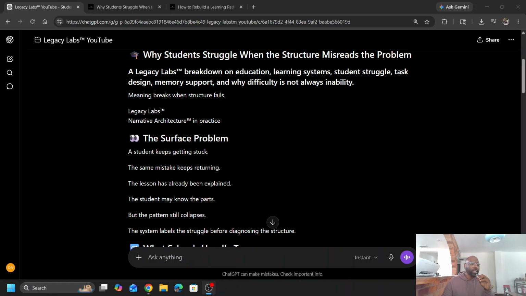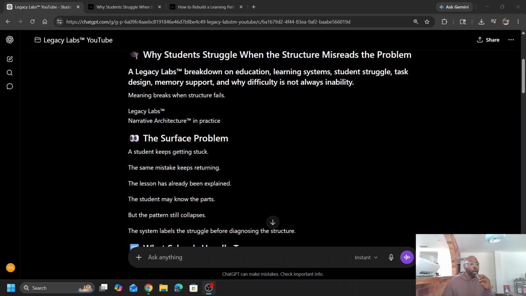So they might be able to repeat the model, they might be able to answer correctly with help, they might be able to recognize pieces of the lesson in isolation. But once the structure changes, once the task asks them to hold sequence, memory, timing, and pressure all at one time, the pattern can collapse.